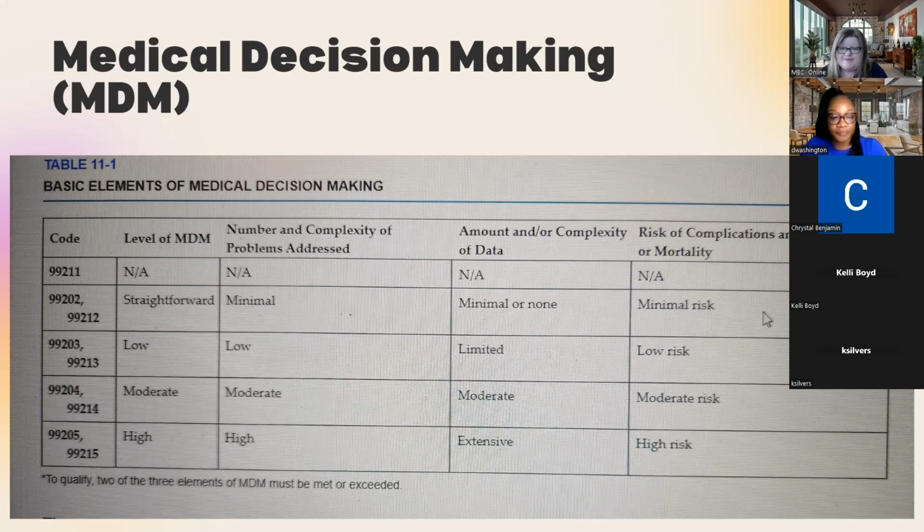Yes, that is exactly right. And I didn't even realize that the new patient codes were on there too. I was just looking at the established patient.